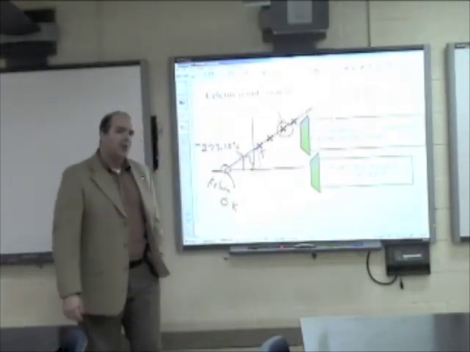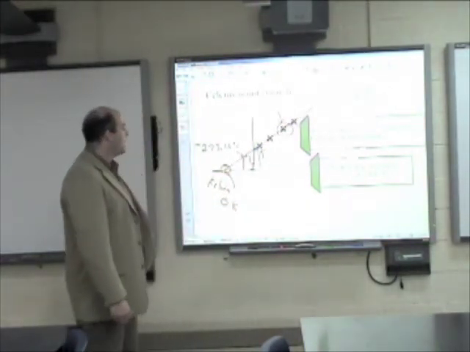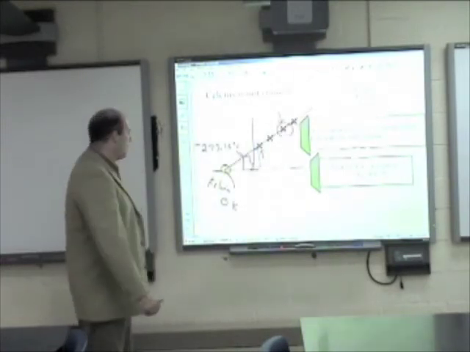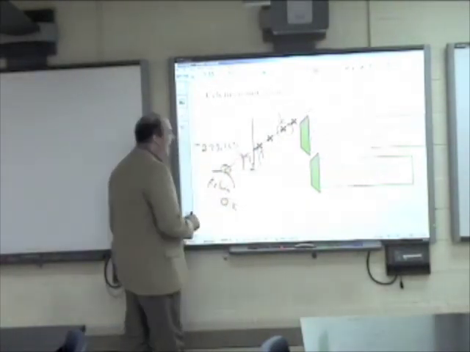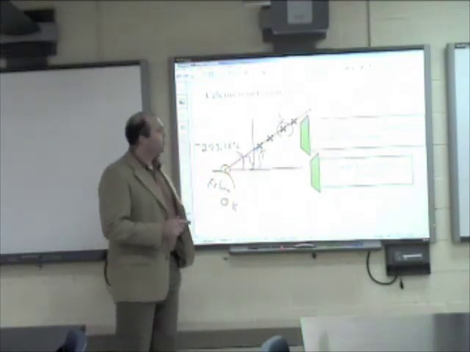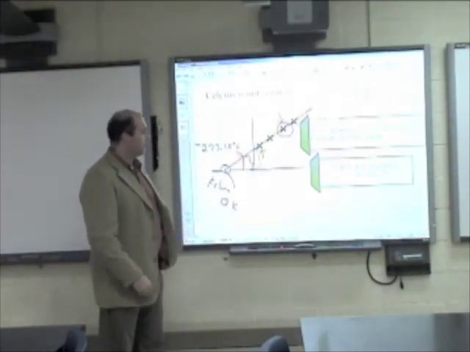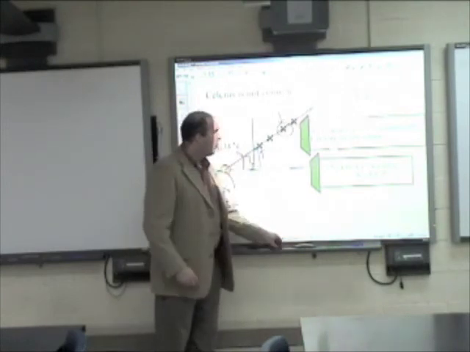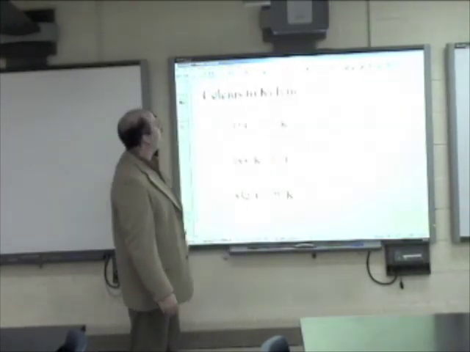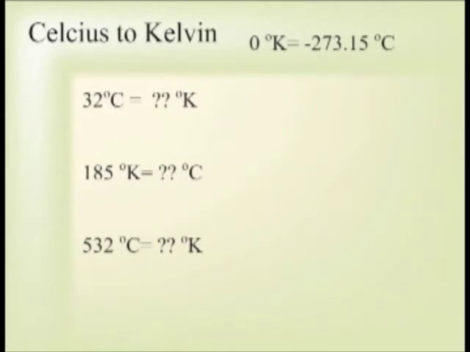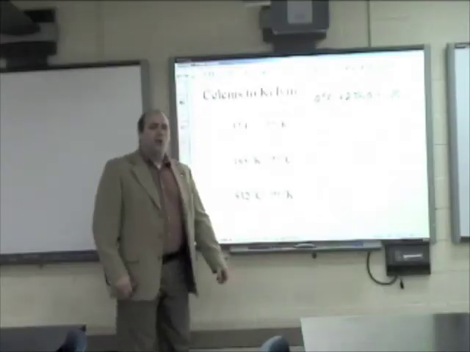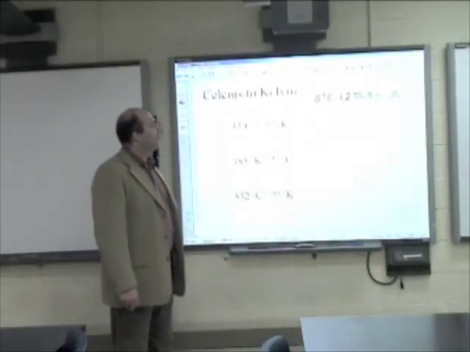Now a degree Celsius and a degree Kelvin are the same size, but they have different starting points. And so we have to convert our temperatures to Kelvin in order to do this question. So how will we do that? Well, we will start with our degrees Celsius and add 273.15 to get Kelvin.